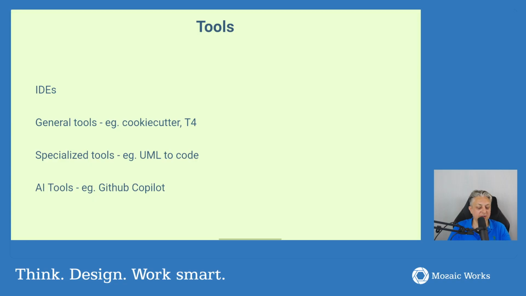And of course, something similar you have in your IDEs. And then there are the newer versions of code generation, which are AI tools, for example, GitHub Copilot. And we'll talk a little bit about each of those.